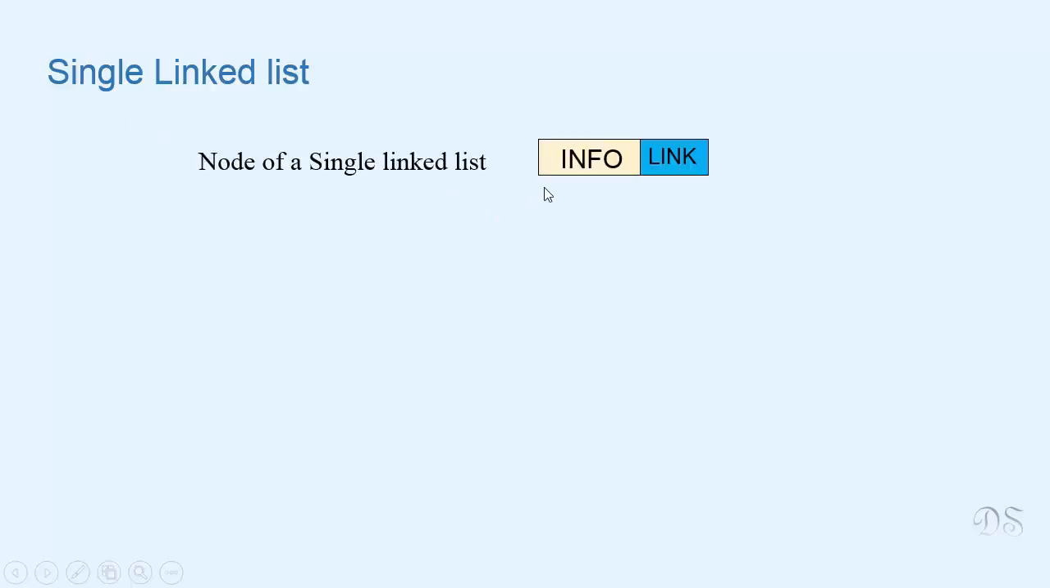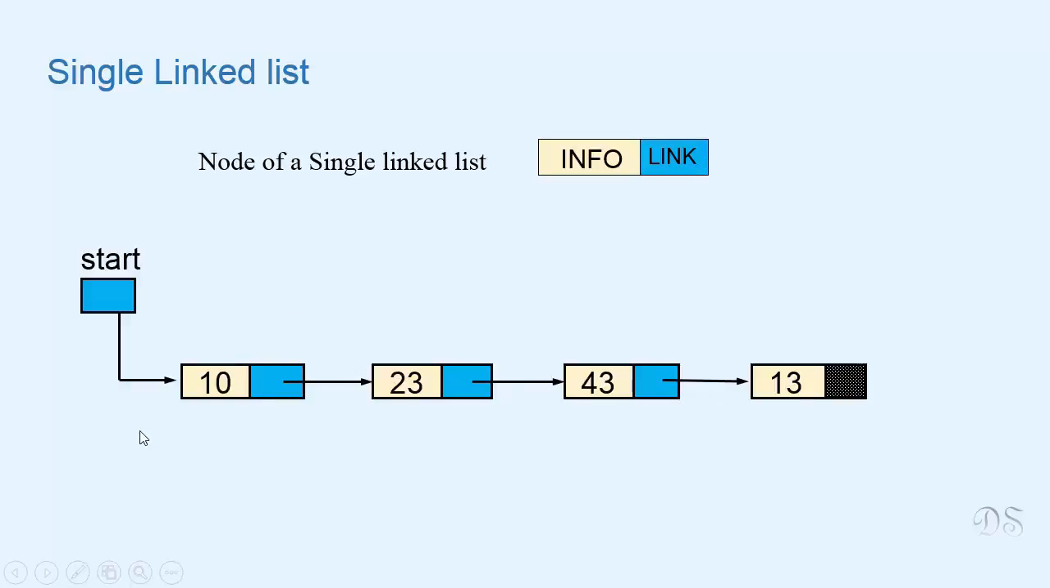A single linked list is made up of nodes where each node has two parts, the info part and the link part. The info part contains the actual data that has to be stored in the list, and this link part is a reference to the next node of the list. This is an example of a single linked list with four nodes.